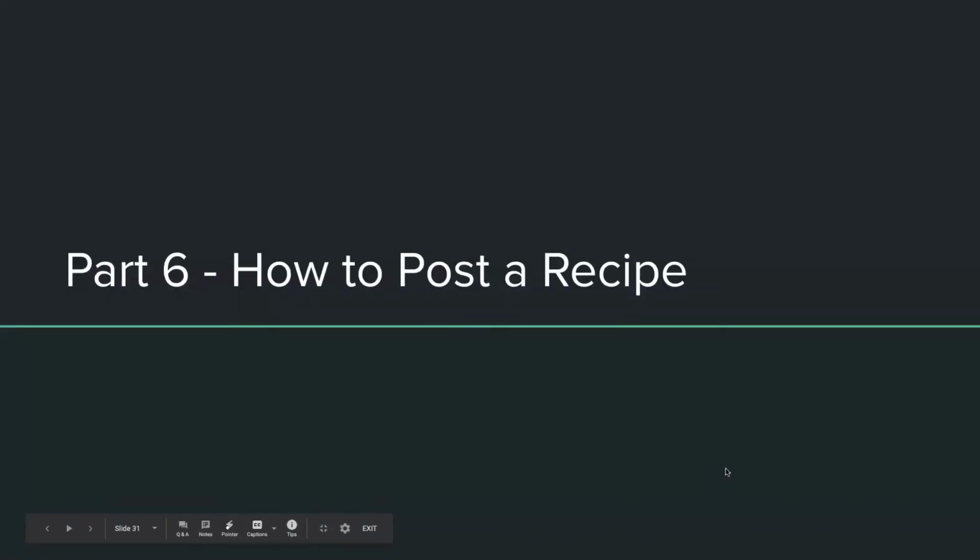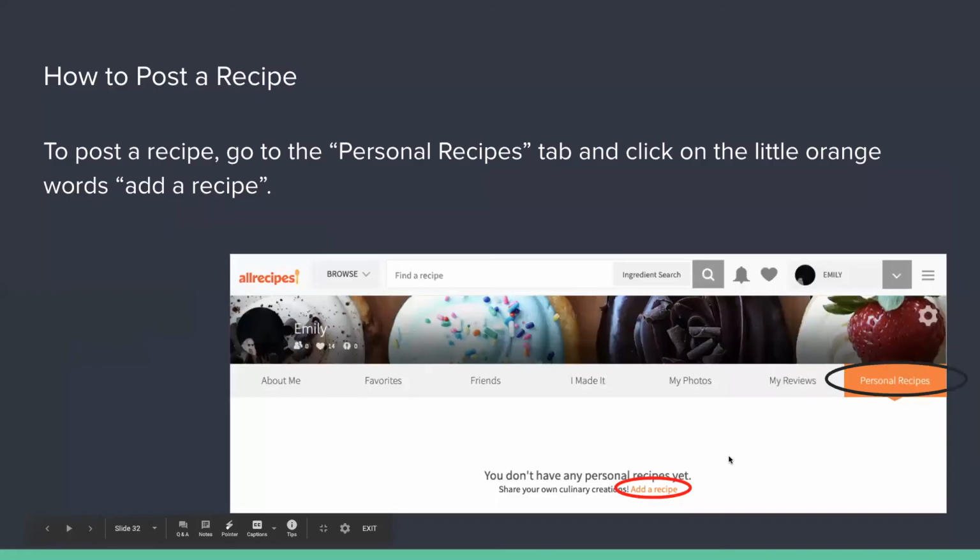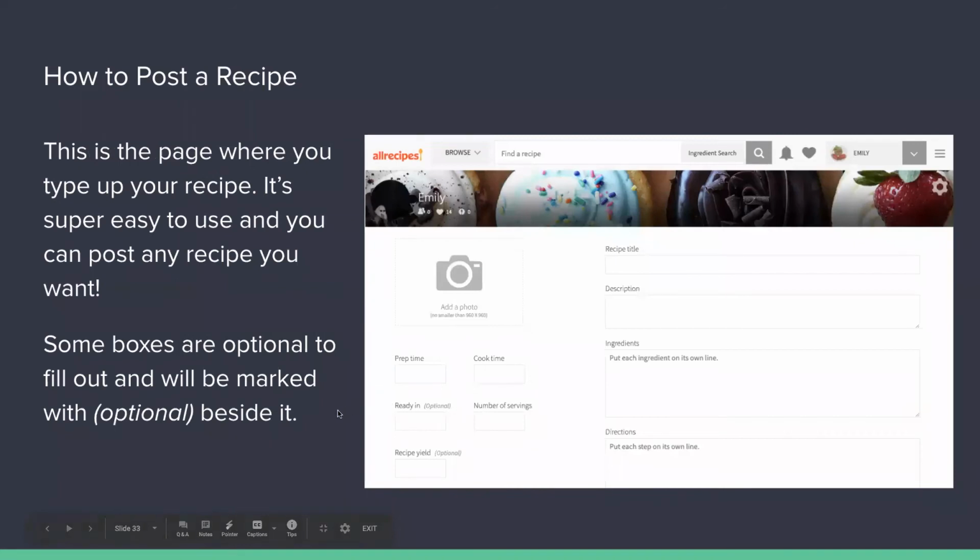Part 6 of the presentation includes how to post a recipe. To post a recipe, go to the Personal Recipes tab and click on the little orange words, Add a Recipe. This will redirect you to a page to add a recipe. This is the page where you can type up your recipe. It is super easy to use and you can post any recipe you want.